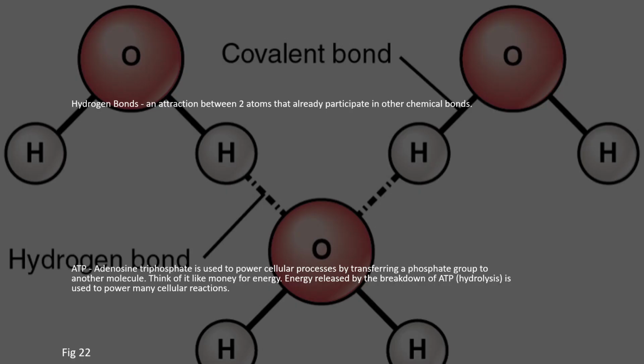Hydrogen bonds are when there's an attraction between two atoms, but they already participate in another chemical bond. So you can see that the hydrogen bond is broken, whereas the covalent bond is more solid. We have ATP, which is adenosine triphosphate. That's used to power the cellular process. So our body energy is released by the breakdown of the ATP through hydrolysis, and it's used to power cellular processes.